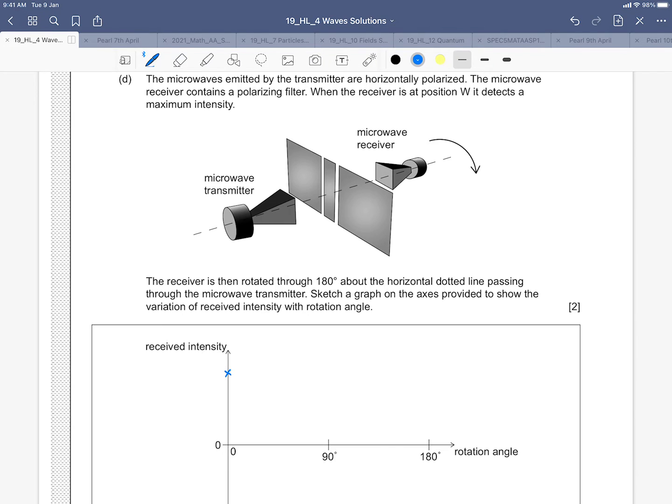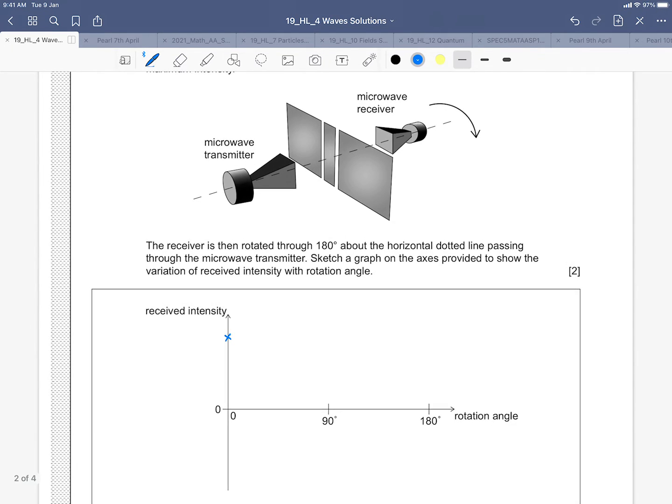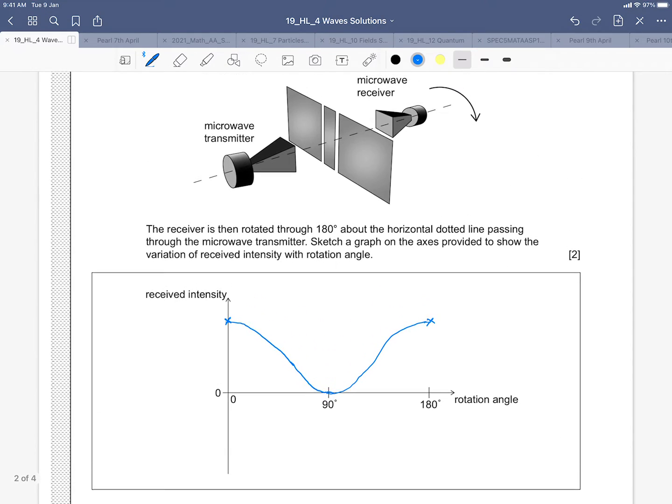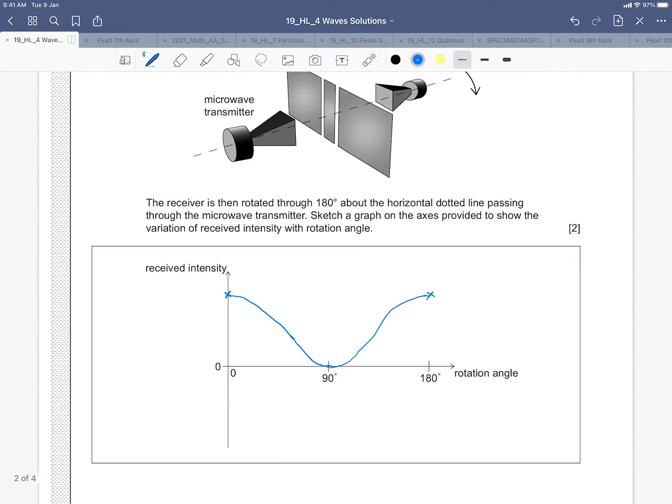Okay, but then it's rotated through 180 degrees, and we know, of course, that when the polarizers are crossed, when they're at a 90-degree angle to each other, then the intensity is going to drop to 0 because we block all the radiation with the polarizing filter. But then as we keep on turning, again the receiving filter is going to let all the horizontally polarized light through, and this is a cosine squared function from Malus's law. So that's topic 4, polarization.